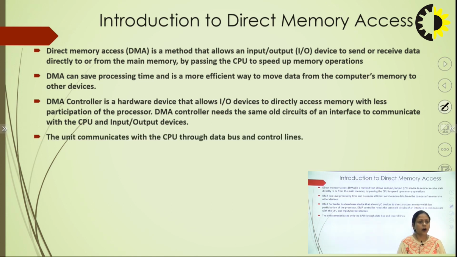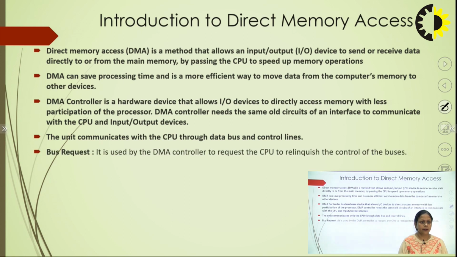Now, how will it perform? The unit communicates with the CPU through the data bus and control lines. This means the DMA controller will communicate with the help of the CPU buses. The CPU has control of the buses, so this control of the buses will be transferred to the DMA controller, so that it can perform the communication between the input output device and main memory.